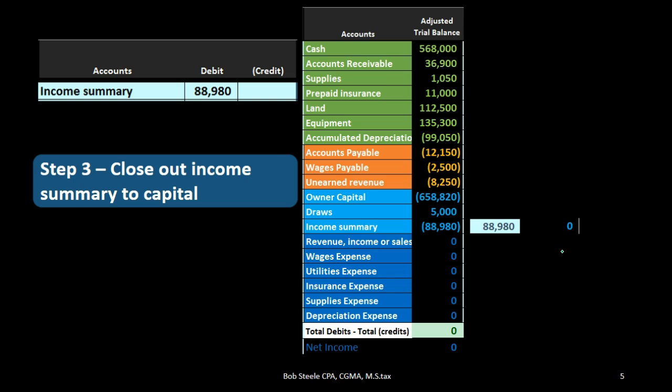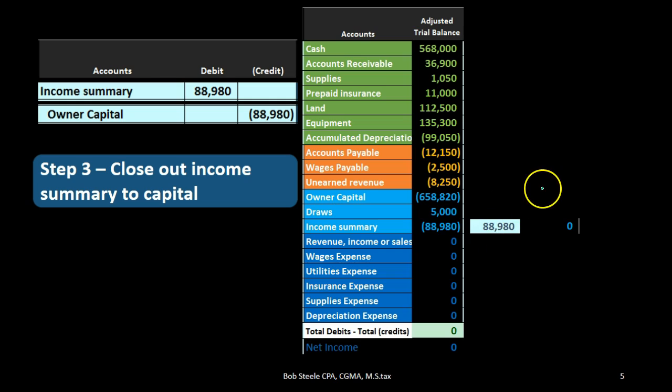And then we're going to have to credit something. And of course, we're finally going to credit what we wanted to credit this entire time, which is to put the entire income statement into one number into the capital account. So we're going to credit the capital account. If we post that out, what will happen? Well, we have a credit balance in the capital account of $658,820. We're crediting it again, $88,980. A credit and a credit will be the same thing, making the credit go up in the credit direction.